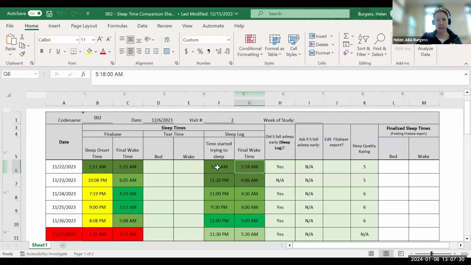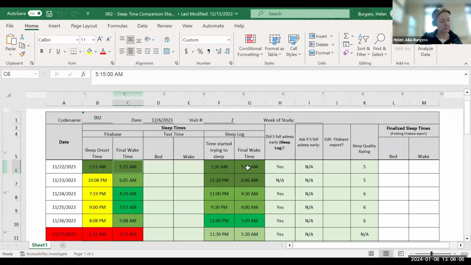And that is, you can see this first night, the subject says that they started trying to fall asleep at 1:30. And the Fitabase says they actually fell asleep at about 20 minutes later. And this is a participant who has a chronic pain condition, and this seemed pretty reasonable. Looking at all the data, checking the heart rate, going through all of that, yes, this seemed pretty reasonable. Person then reports waking up, finally being awake for the day at 5:18, and Fitabase says they woke up at 5:15. This is all looking pretty good.